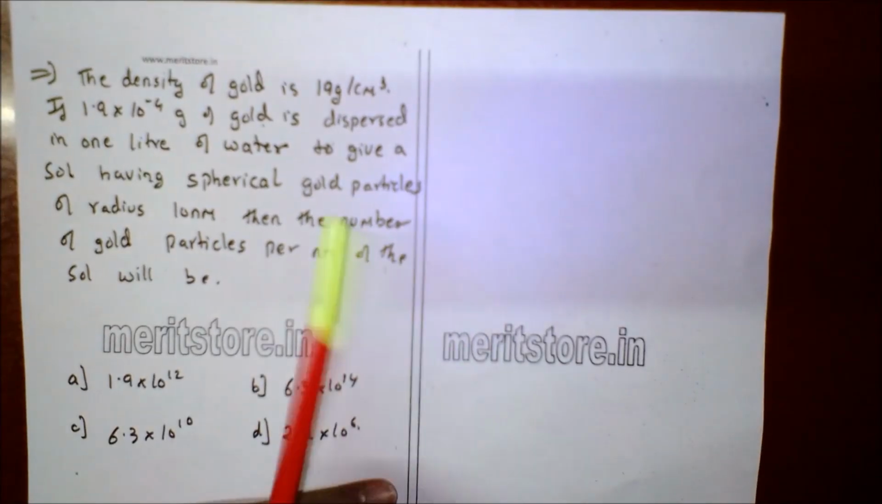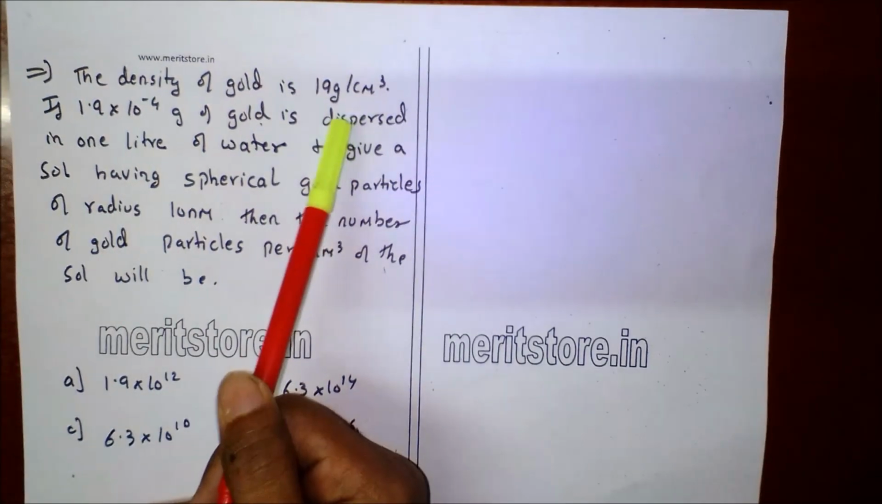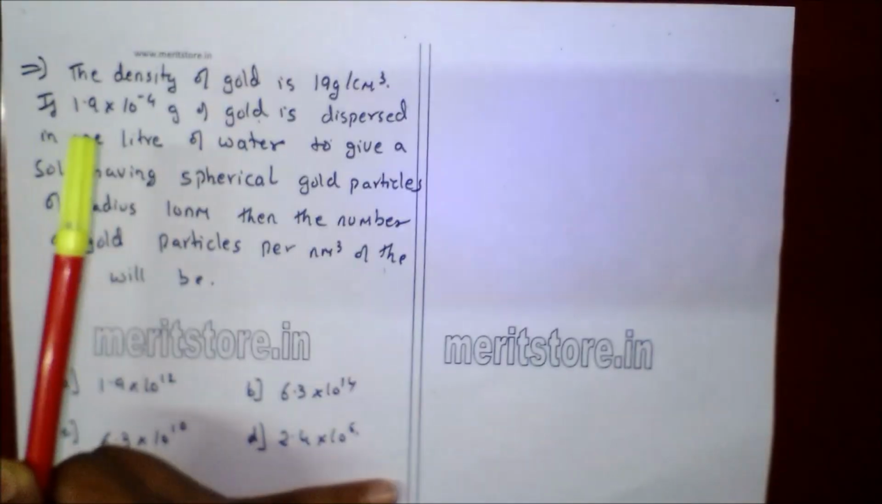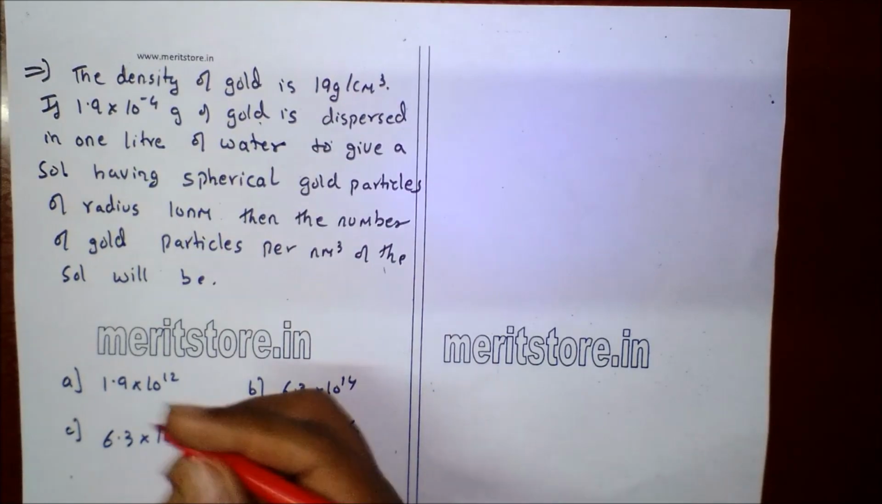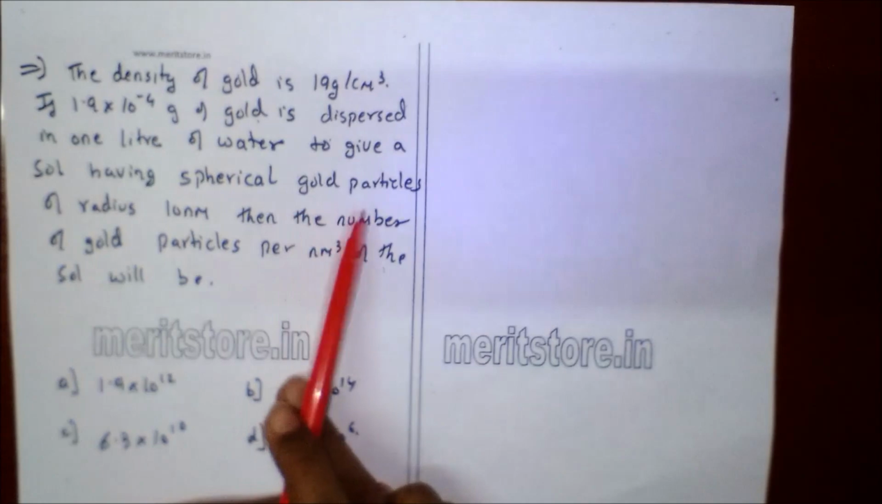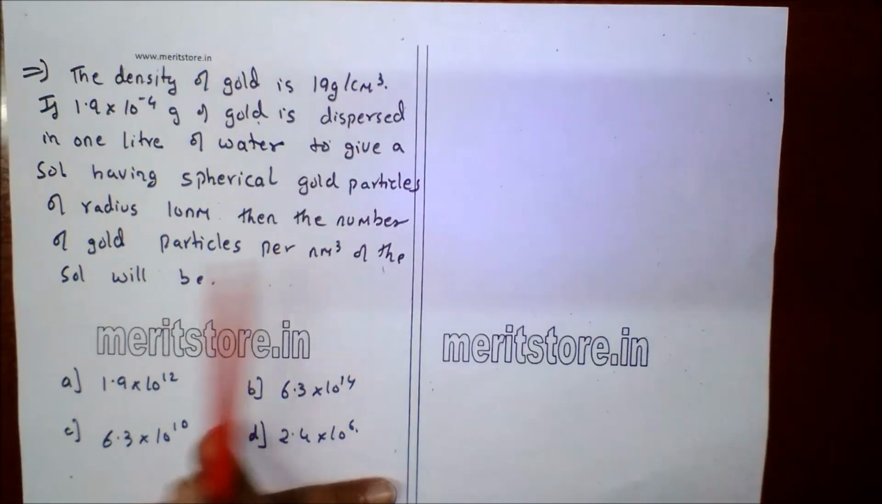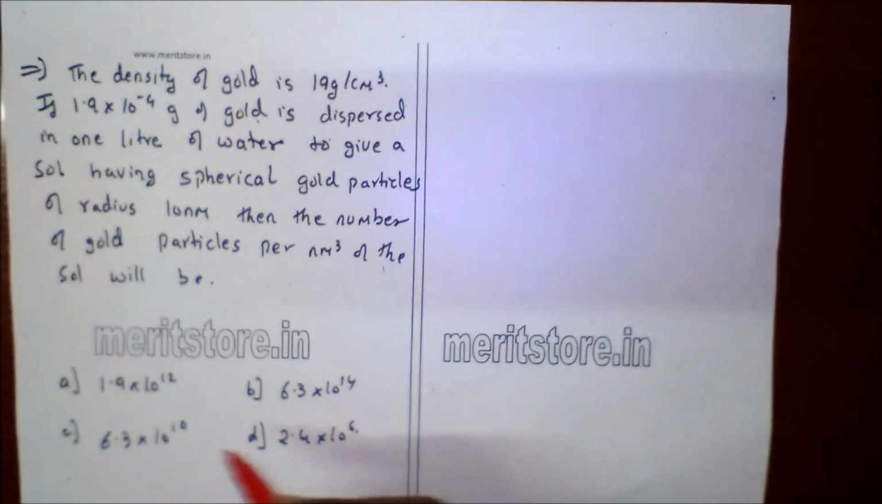The density of gold is 19 grams per centimeter cube. If 1.9 into 10 raised to minus 4 grams of gold is dispersed in 1 liter of water to give a solution having spherical gold particles of radius 10 nanometers, then the number of gold particles per nanometer cube of the solution will be, here are the options.